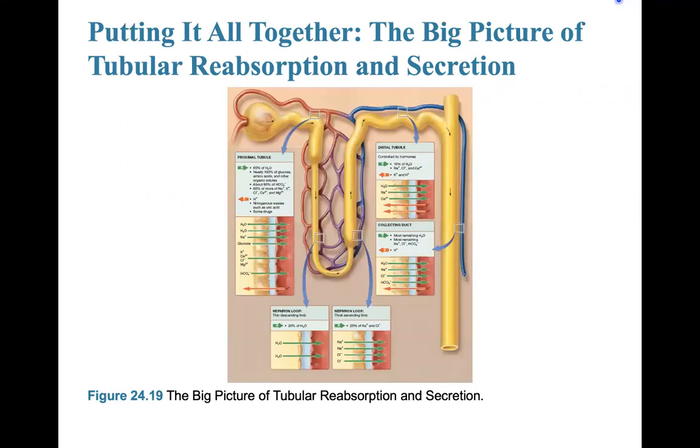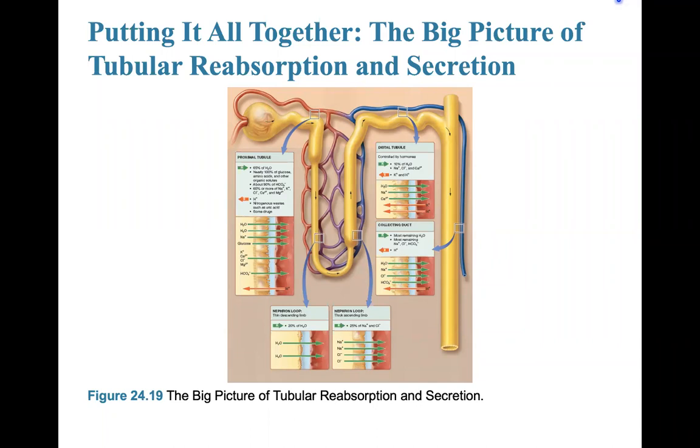So here, I know we talked about a lot of things moving. This is actually a very good figure. It really summarizes everything that is moving either from the filtrate to the blood vessel or from the blood vessel back into the filtrate, whether it's water, sodium, glucose, or various other ions. And it also will tell you if it's by hormonal regulation or not. It's going to be by hormonal regulation in that collecting duct area.